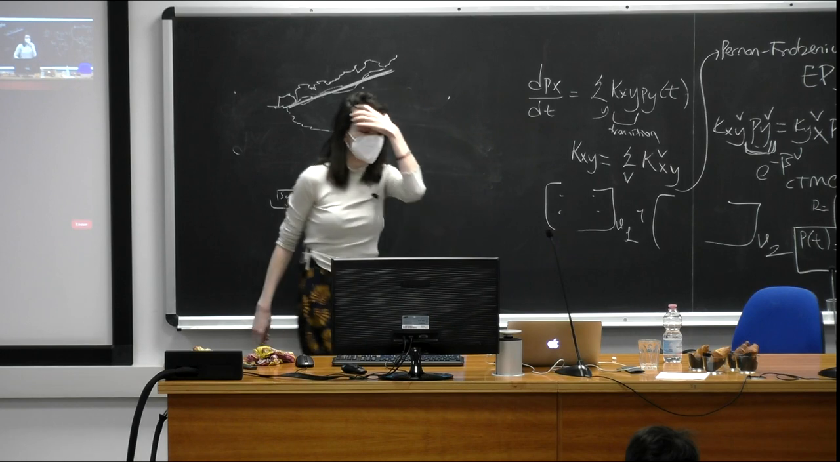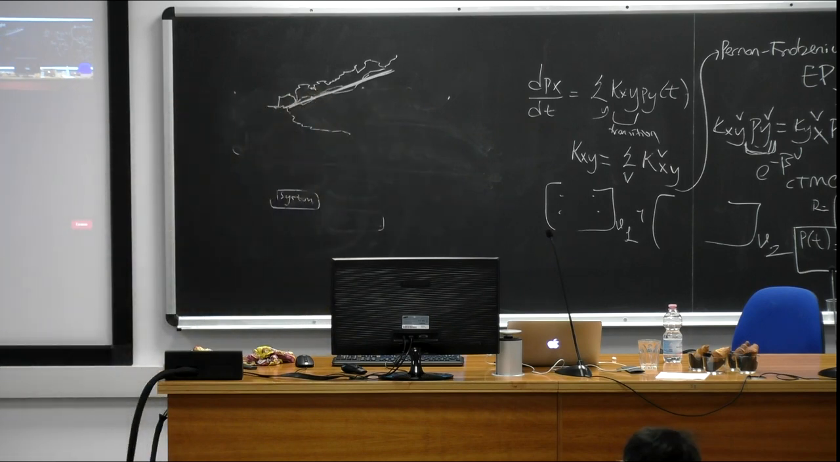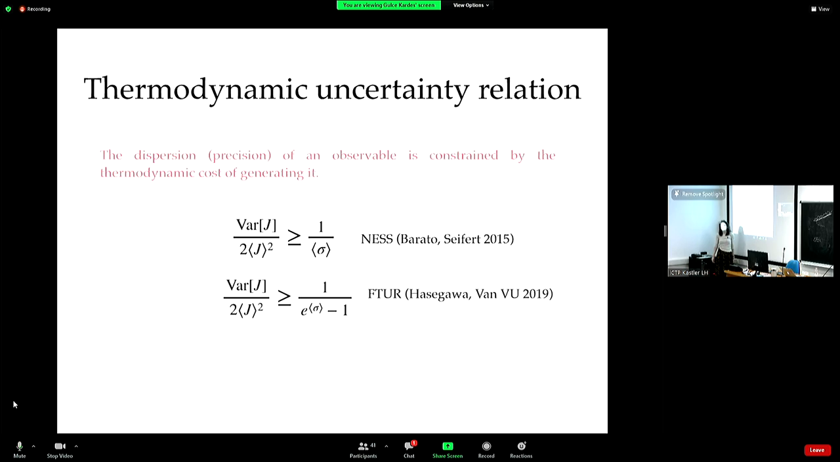So the way that we define precision is actually this term on the left-hand side. It's the variance to mean square ratio of the current that you're computing in your system. And this is bounded by the inverse of the average entropy production that you incur throughout this thermodynamic process, this biochemical process, where you're having these reactions, for example. So this is the first TUR that was derived in 2015. And it was, again, derived in the context of biochemical reactions by using a really, actually, not familiar tool.